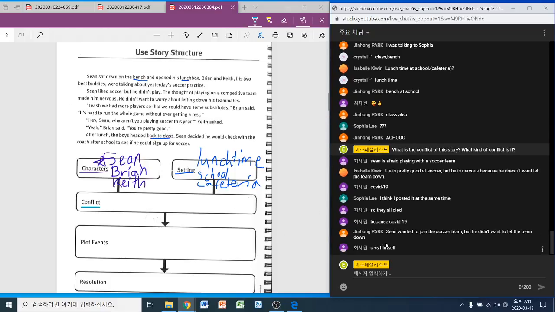Exactly. This is our conflict. Character versus himself. Excellent. Yes, Sunjae, this is character versus himself. Next time, write that out. Don't write C. You can write the whole word character. Don't be lazy.